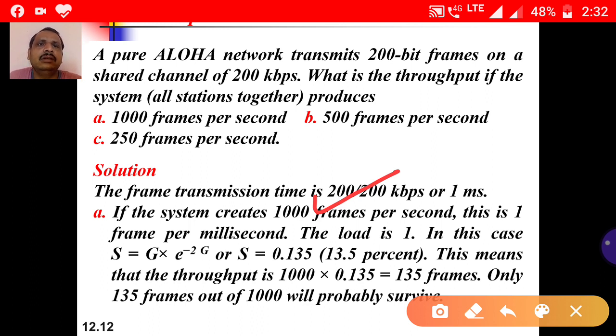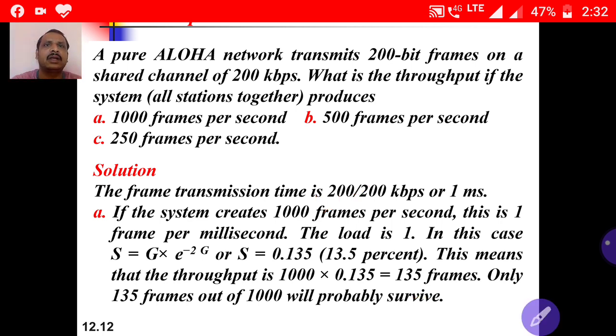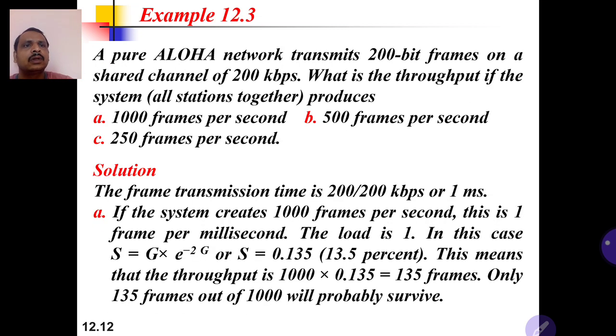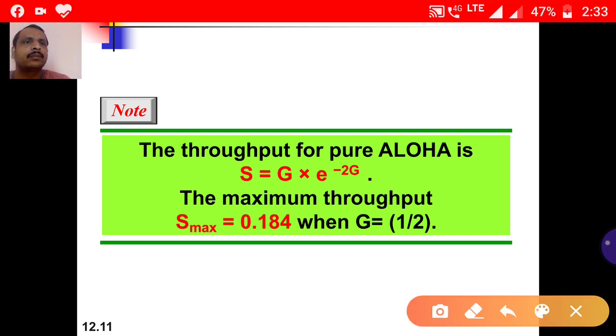My question now is, in part A, 1000 frames are produced per second. What is the throughput? If the system produces 1000 frames per second, how many frames are produced in 1 millisecond? 1 frame. Then G is equal to 1, load is equal to 1. As per the formula, S is equal to G into e to the power of minus 2G, which gives the throughput equal to 0.135.